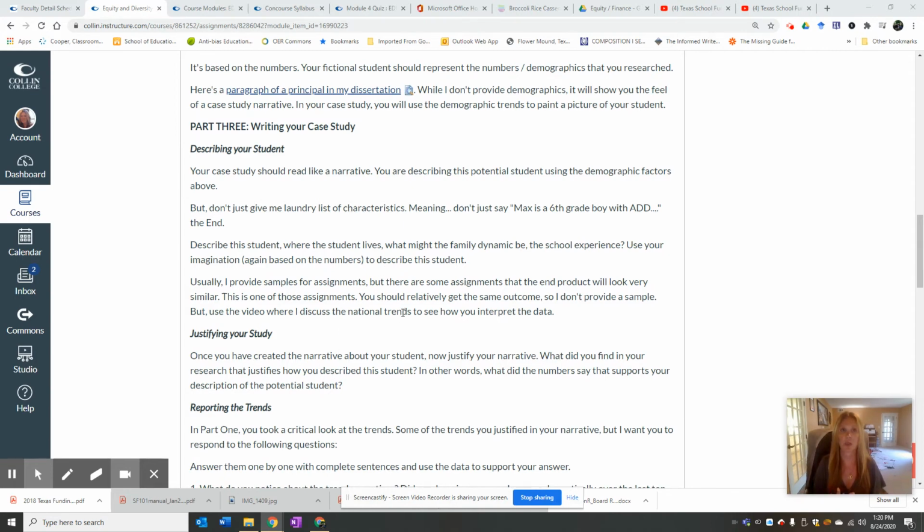So for example, you might say, well, I made the student a male and I made this person in special education because the special education numbers were higher for males than females. And I also noticed that, if they live in this kind of area, then they're more likely to be in these types of programs. So make sure you actually use data to support what kind of student you put together.